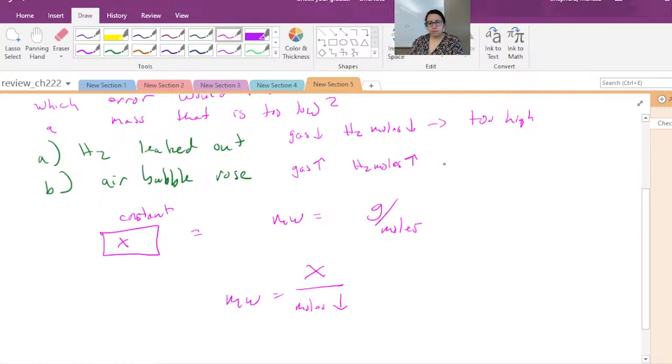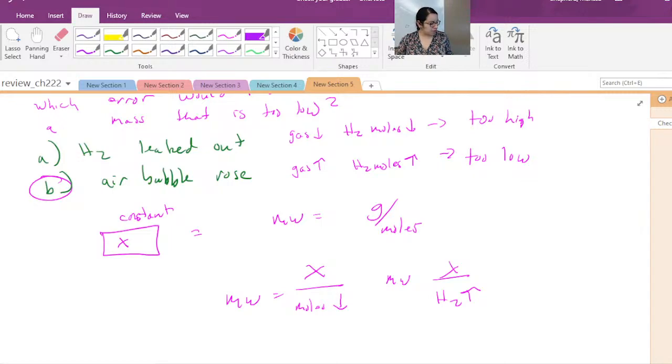Versus our air bubble, if this happened, now we have too many moles of gas. So now H2 moles is too high, so if we divide by that, then our molecular weight will be too low. So the answer should have been B, but like I said, that was a commonly missed one, and it was an intentionally tricky one. That's the one that tricks people year after year, so I just wanted to at least talk about it so we all know why. Questions? And I think that was basically it with the lab, or at least with the lab exam. Most people did pretty well.